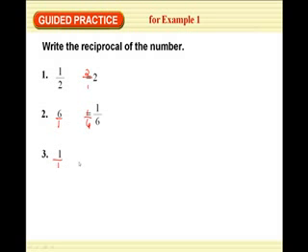1 is not a fraction. 1/1. Flip it over. 1/1. So actually 1 is the only number that the reciprocal is the same as the number. Okay, not a fraction yet, so that'd be 7/5. We have not flipped anything over, so the reciprocal is 5/7.